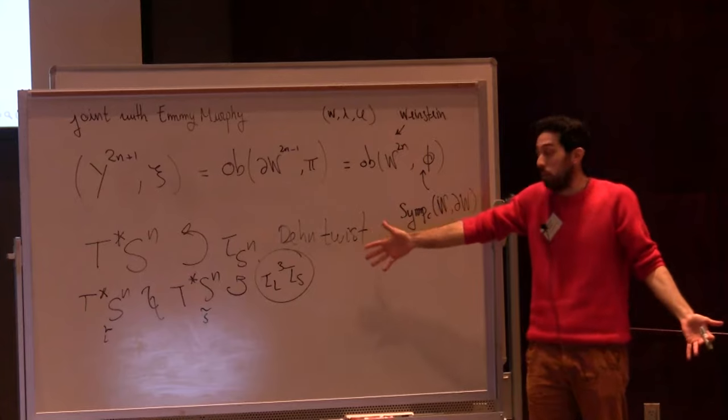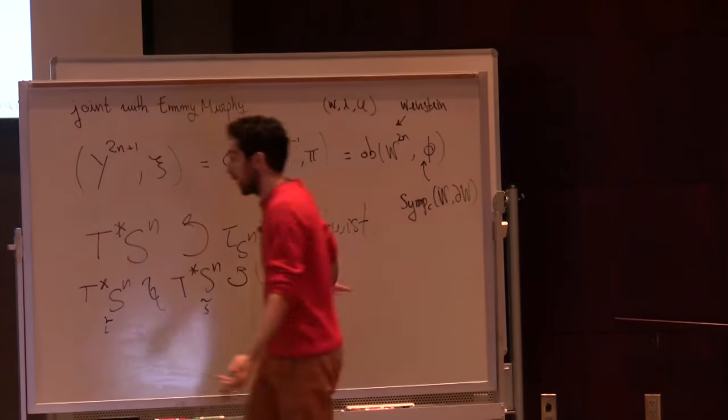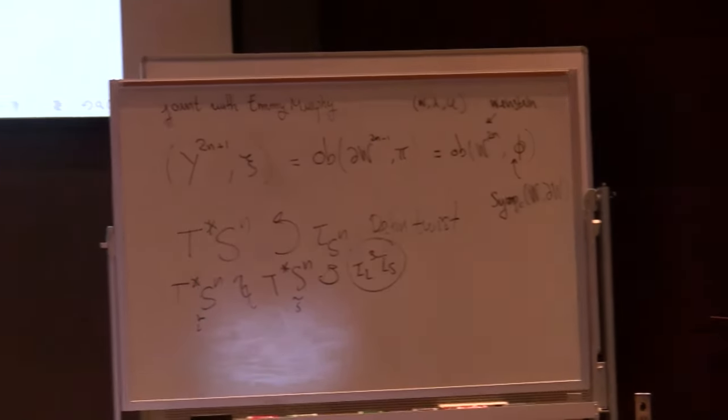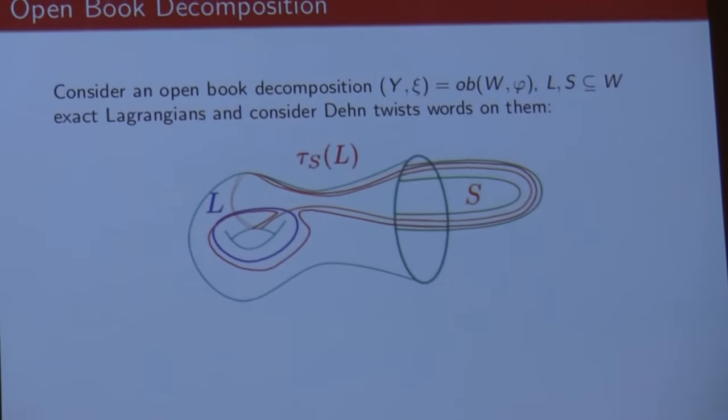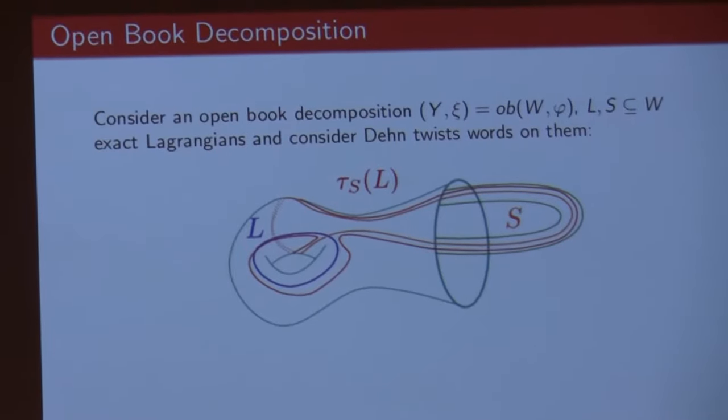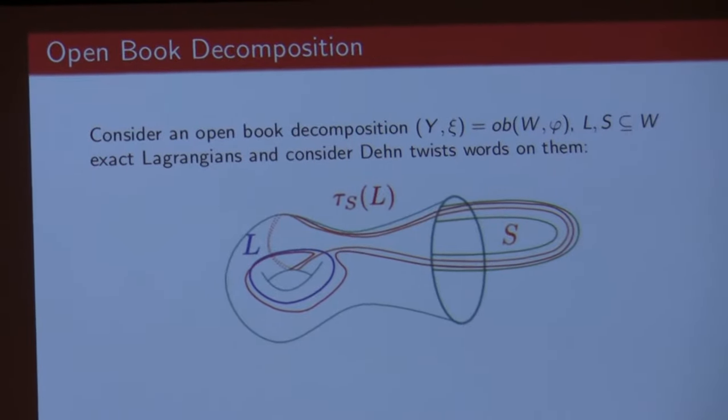And then this is kind of a combinatorial problem. You can think of it as words that satisfy some kind of braid relation. So here's a picture. This is a Weinstein manifold W, and I've drawn two exact Lagrangians inside of it.